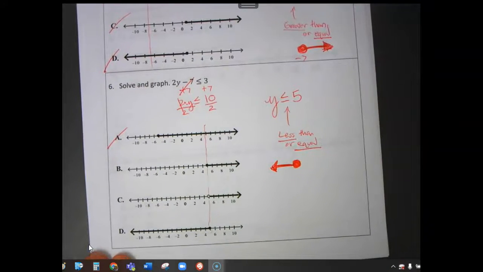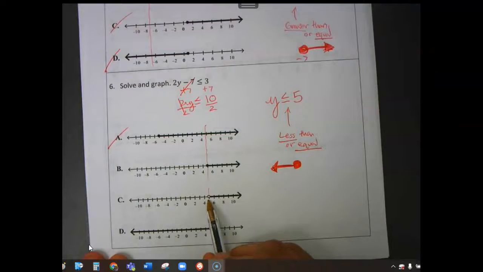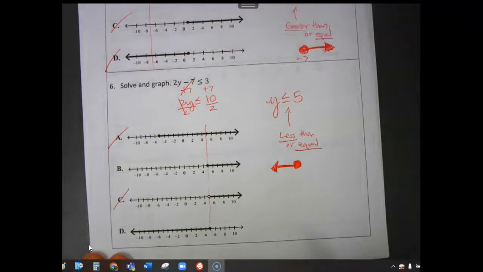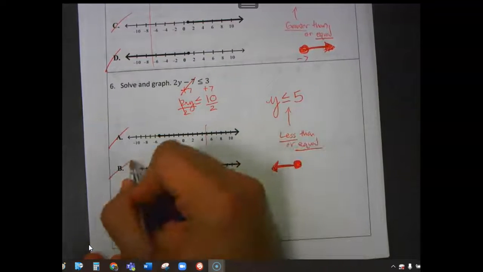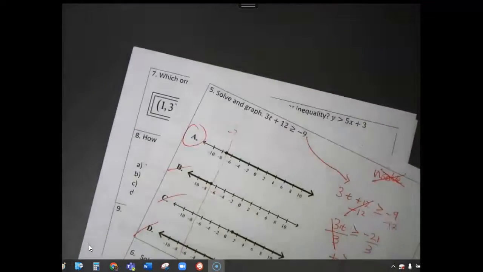And now we want to find shaded in circles, which would be not letter C. Open circle, it does not work for us. It has to be going to the left. So less than, left, that'll have to be not B, it'll have to be letter D. Cool.